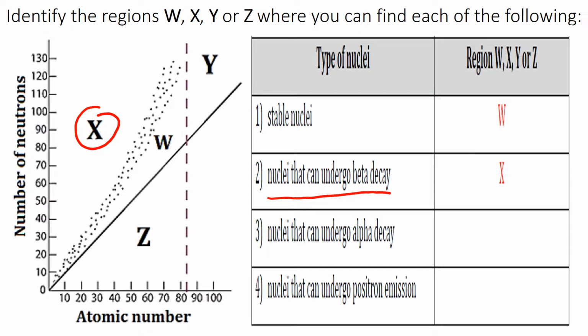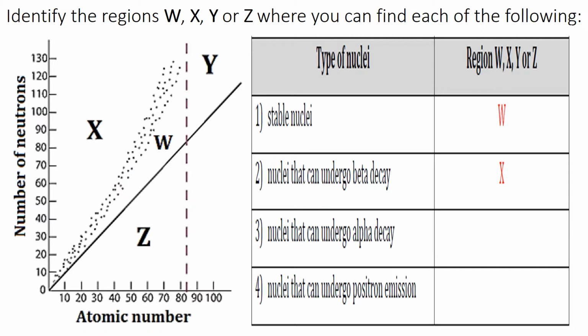Now, this is because they will undergo beta decay in order to convert their neutrons into protons and thereby decreasing the number of neutrons. So when the number of neutrons would decrease and the number of protons would increase, they would eventually fall within the band of stability, and therefore the isotope becomes stable. So once again, nuclei that can undergo beta decay are found above the band of stability.